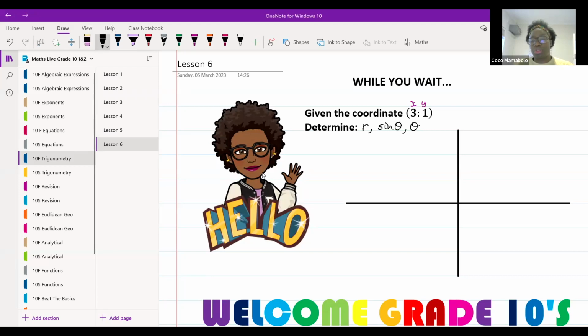So I know that this is my x coordinate, that's my y coordinate. I'm just going to put a point here. We're going to call this point (3, 1). Now, if I wanted to travel to this point the long way around, I know that I'd have to travel 3 units in this direction and 1 unit in the y direction.